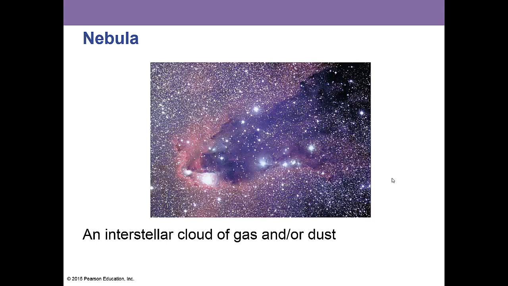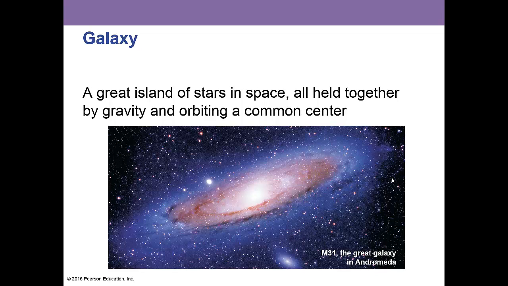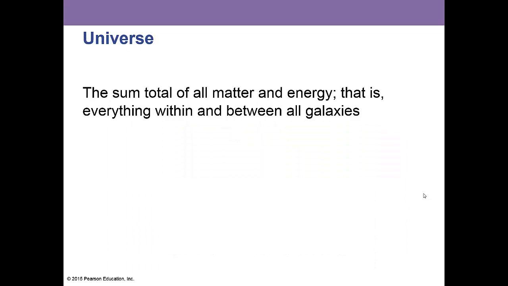Nebula is Greek for cloud. And so a nebula is an interstellar cloud of gas and/or dust. And then galaxies are great islands of stars in space, all held together by gravity and orbiting a common center. Usually that common center is a black hole. We know we have one black hole in the Milky Way, and this picture is of the Great Andromeda Galaxy, which is kind of our next door neighbor, and it has 2 black holes in its center. So the universe is the sum total of all matter and energy, that is, everything within and between all galaxies.